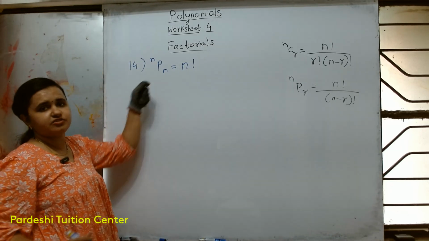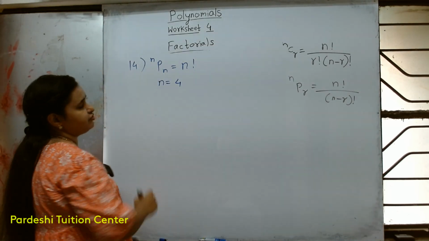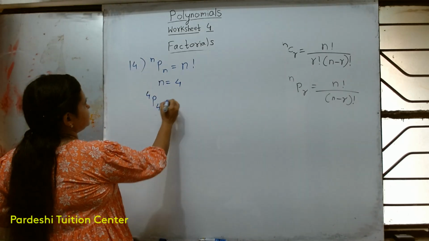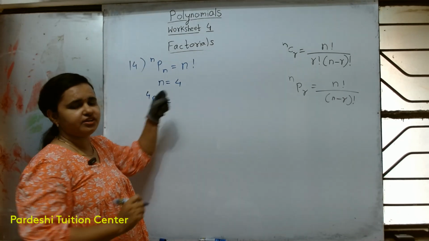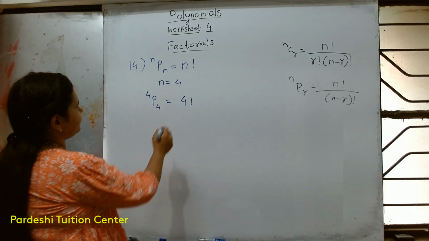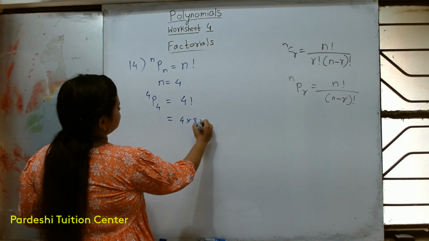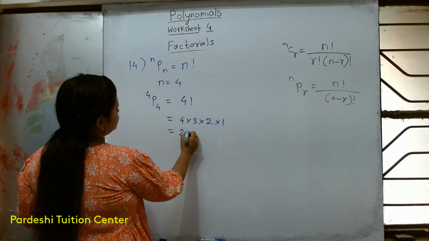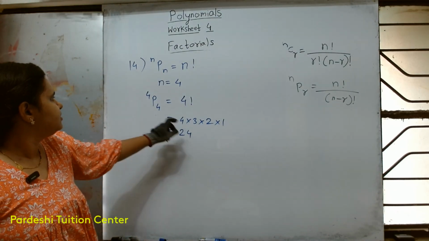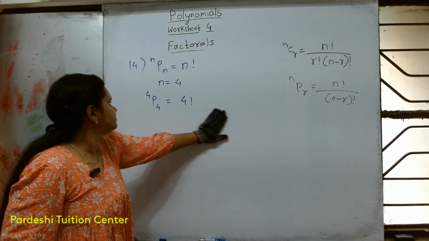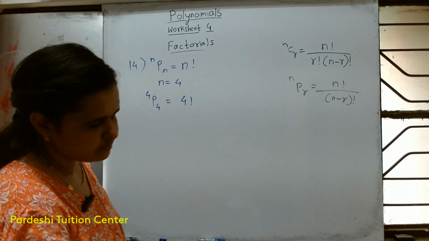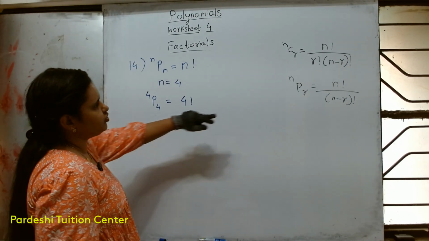If I put n as 4, then what will it be? It will be 4P4. 4P4 equals n factorial, means 4 factorial. So 4 factorial will be 4 into 3 into 2 into 1. 4 threes are 12, 12 twos are 24. So 24 is coming. We don't have to calculate this, just see here, 4P4 equals 4 factorial. We have to put it in that formula.